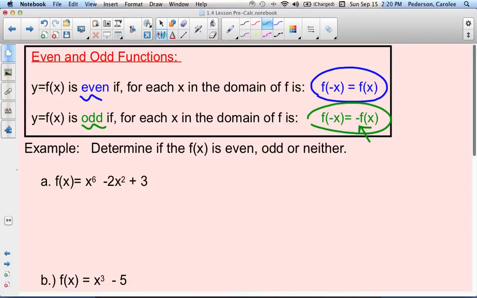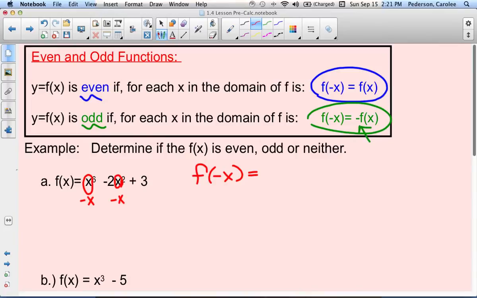Example A, f of x equals x to the 6th minus 2x squared plus 3. How you test it is you replace every x in the function with a negative x, and then let's see what happens. So we say f of negative x equals, and now here's an x, we're going to replace that with a negative x. Here's an x, we're going to replace that with a negative x.